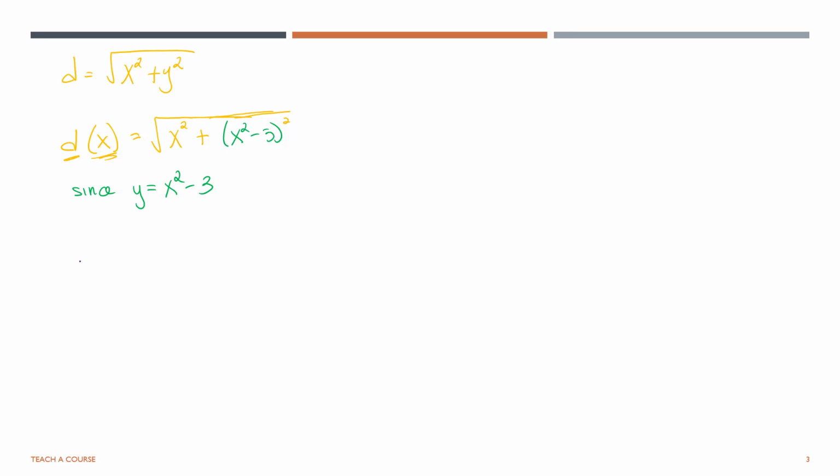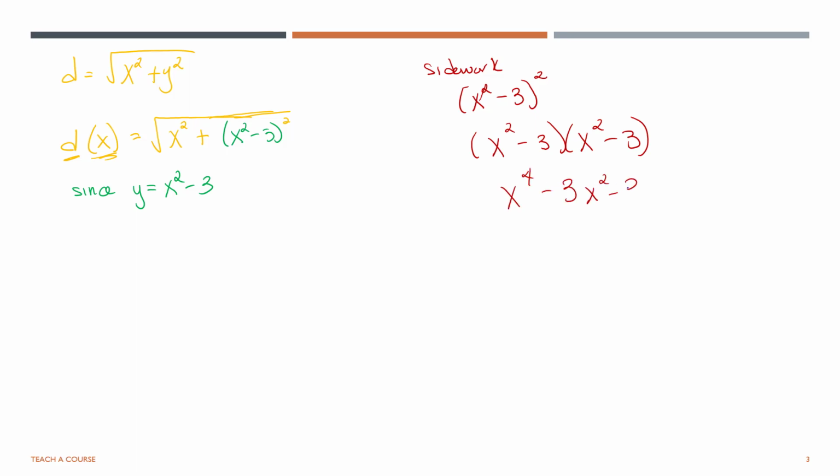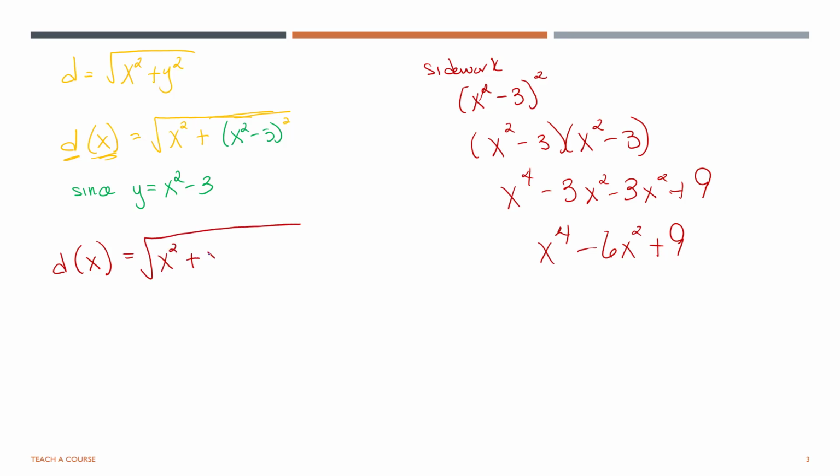And now, last but not least, I need to simplify this. So let me do some side work over here. And the side work involves us figuring out (x squared minus 3) quantity squared. Remember, that square outside the parentheses means I have two parentheses, so I should write them out twice. And then I just distribute like I'm used to doing. This part is no big deal whatsoever. Okay? This is something you know how to do. So, you good? Following with that? Okay, so the distance as a function of x is equal to the square root of x squared plus x to the fourth minus 6x squared plus 9.